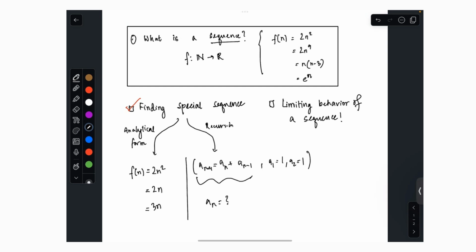So recurrence is nothing but a relationship between a few sequence elements in general, and that gives you a general overview of how the function is going to work. This is easier to code and program than the analytical form, and it's hard to find the analytical form here. So there are two specific methods of finding special sequences.